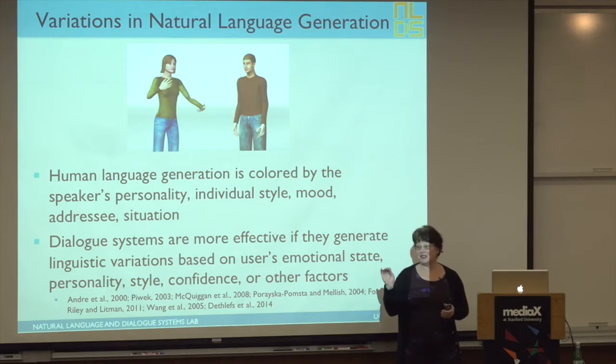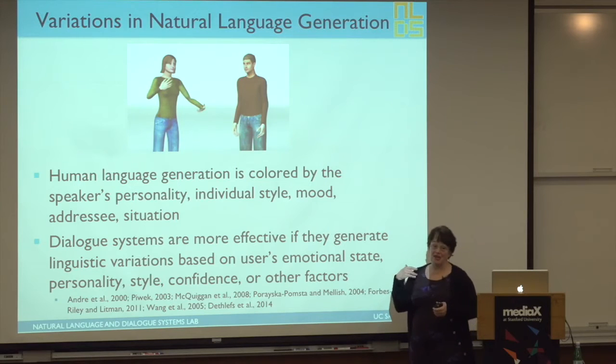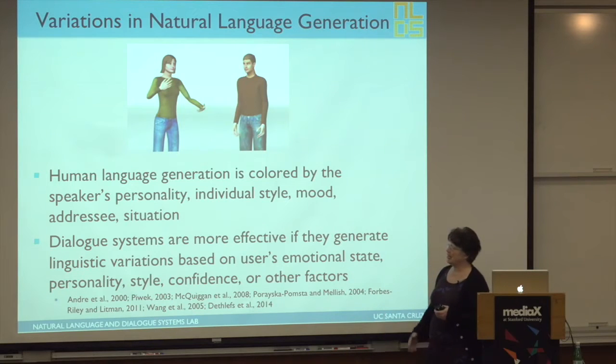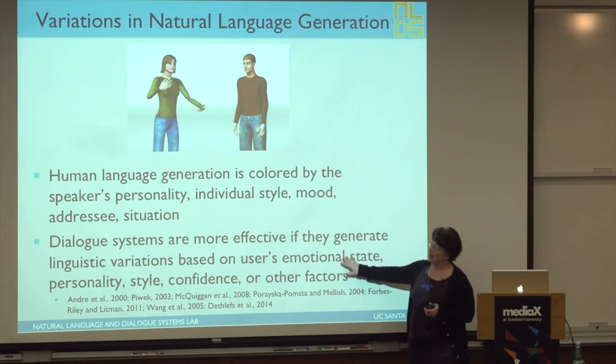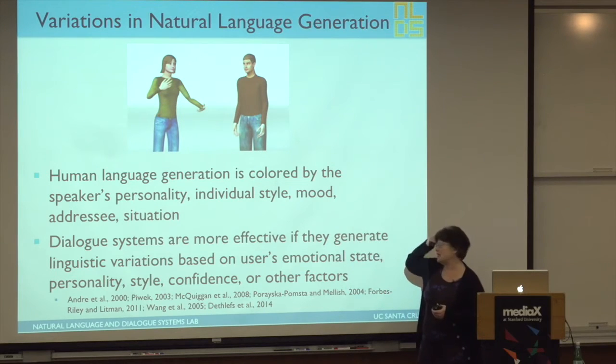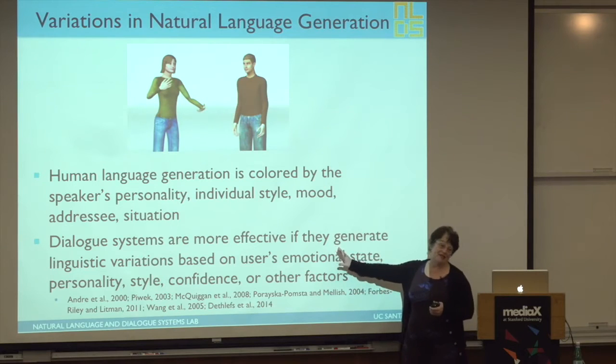And what we're trying to do is, by using this deep representation of meaning, we're trying to generate utterances that can be tailored to the situation, the person that you're talking to, the mood of the speaker, the agent's personality, the agent's style, all these kinds of things. And in order to do that, we need to have this kind of procedural, parameterized model of how to generate language.